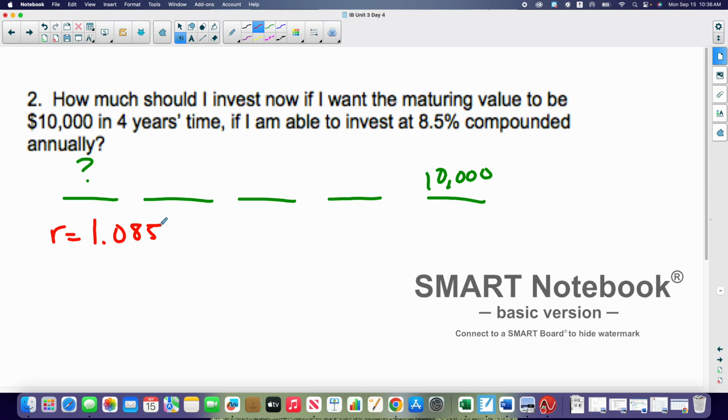I'm using the same formula. I'm going to use Un equals U1 times R to the n minus 1. Okay? So fill in what we have. What do we know? What can we fill into the equation? R, 1.085. What else?